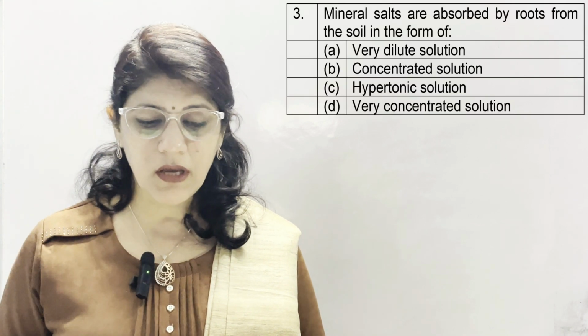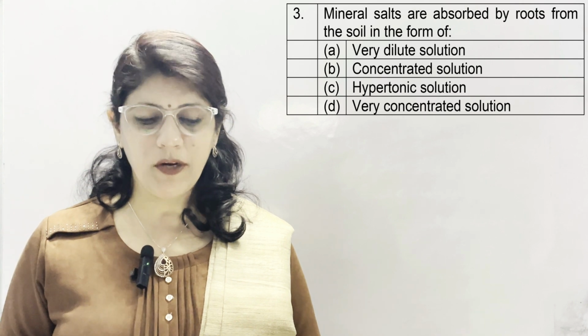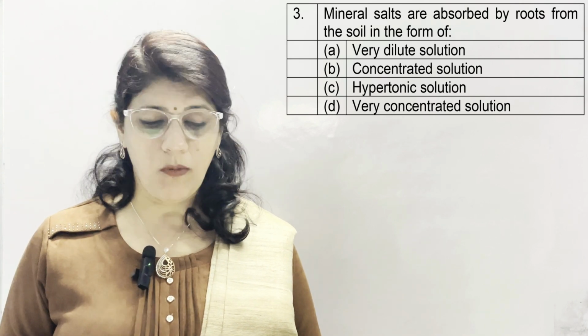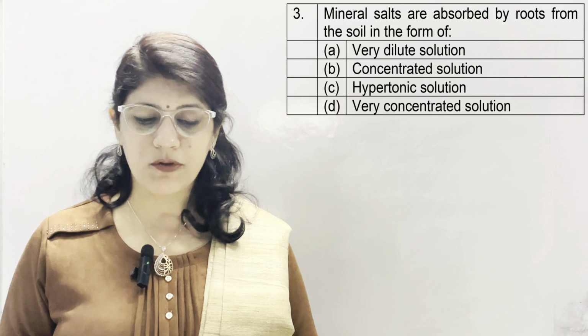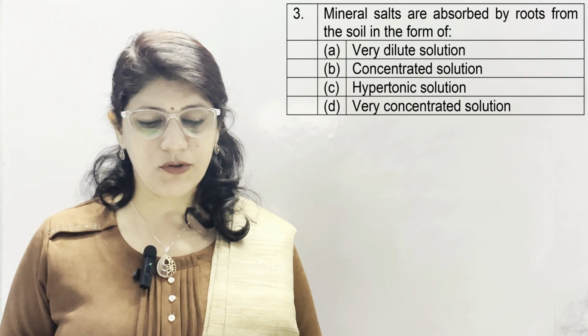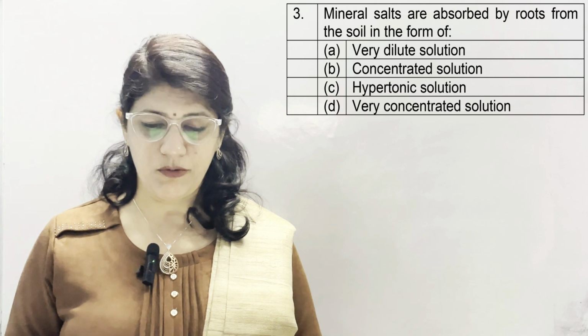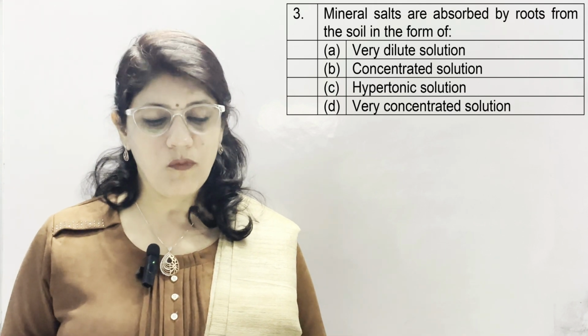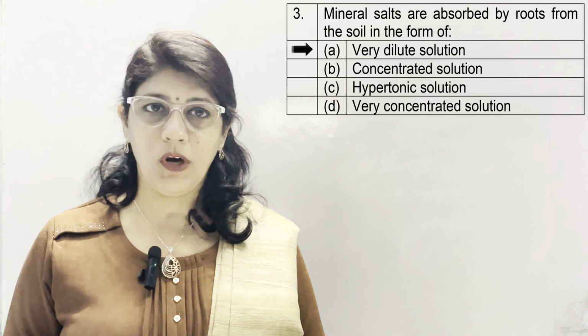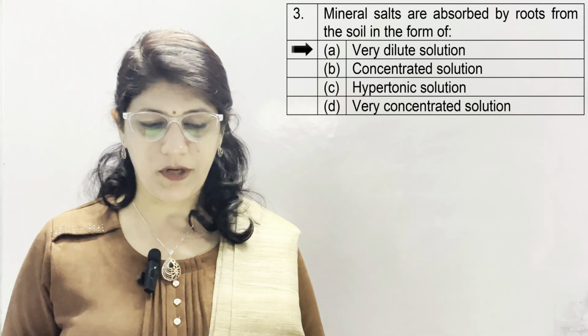In question number 3, mineral salts are absorbed by roots from the soil in the form of A, very dilute solution, B, concentrated solution, C, hypertonic solution, and D, very concentrated solution. And the correct option is very dilute solution because minerals are actively transported.